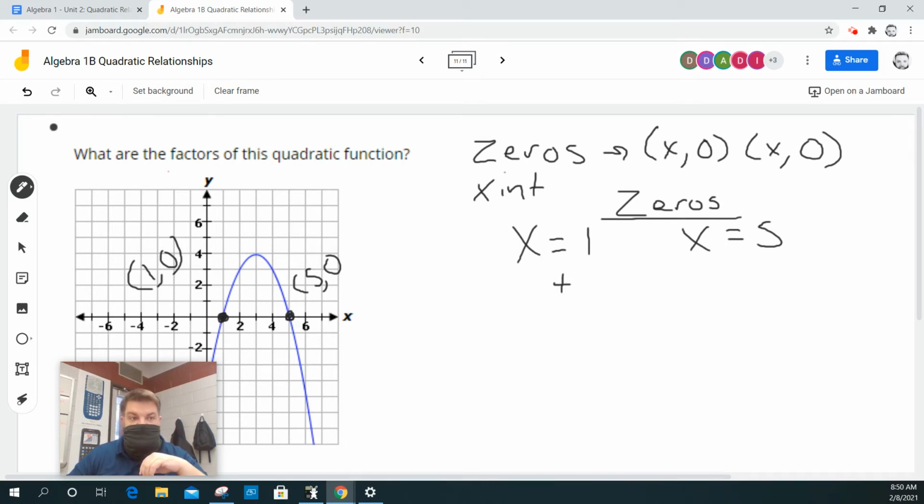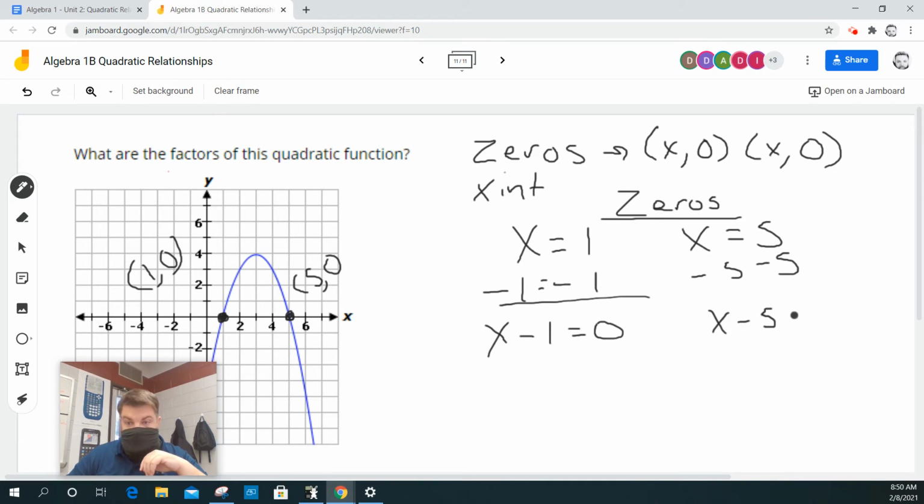I'm going to, not add, I'm going to subtract 1 from this side, subtract 1 from this side. I get x minus 1 equals 0. Same thing over here, subtract 5, and I get x minus 5 equals 0. In other words, x minus 1 equals 0, times x minus 5 equals 0, equals 0.